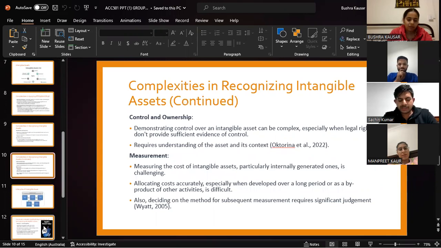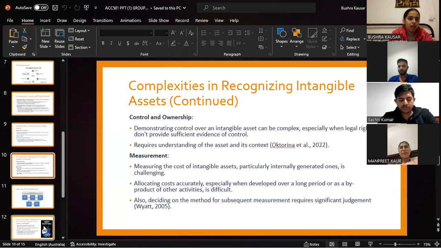Demonstrating control over an intangible asset could be another complex task, particularly in instances where legal rights don't provide sufficient evidence of control. This could be internally generated goodwill, intellectual property, or knowledge assets. It can be said to be difficult to prove that an organization controls the future economic benefits that may flow from an asset. This requires understanding and judgment of both the asset itself and the context in which it operates.